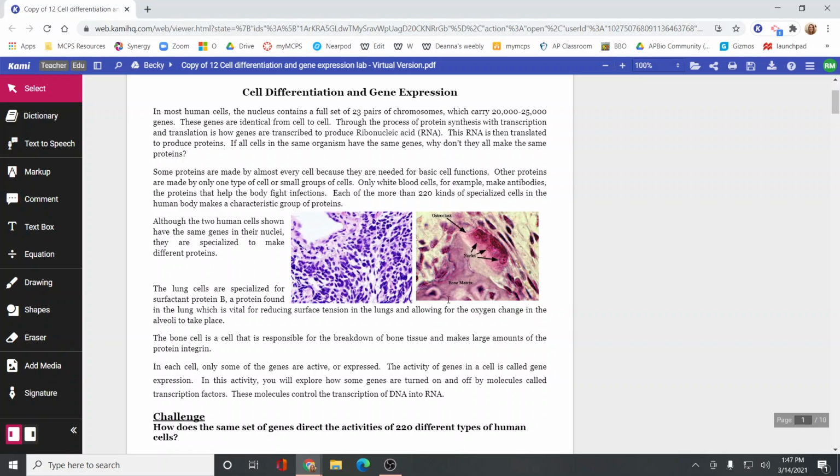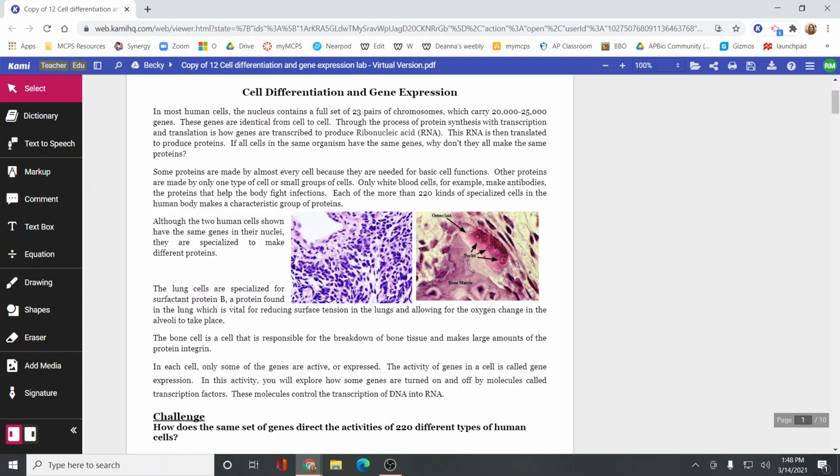The lung cells are specialized for surfactant protein B, a protein found in the lung that's vital for reducing surface tension in the lungs and allowing the oxygen exchange in the alveoli to take place. The bone cell is a cell that's responsible for the breakdown of bone tissue and makes large amounts of the protein integrin. In each cell, only some of the genes are active, or expressed. The activity of genes in a cell is called gene expression. In this activity, you will explore how some genes are turned on and off by molecules called transcription factors. These molecules control the transcription of DNA into RNA.